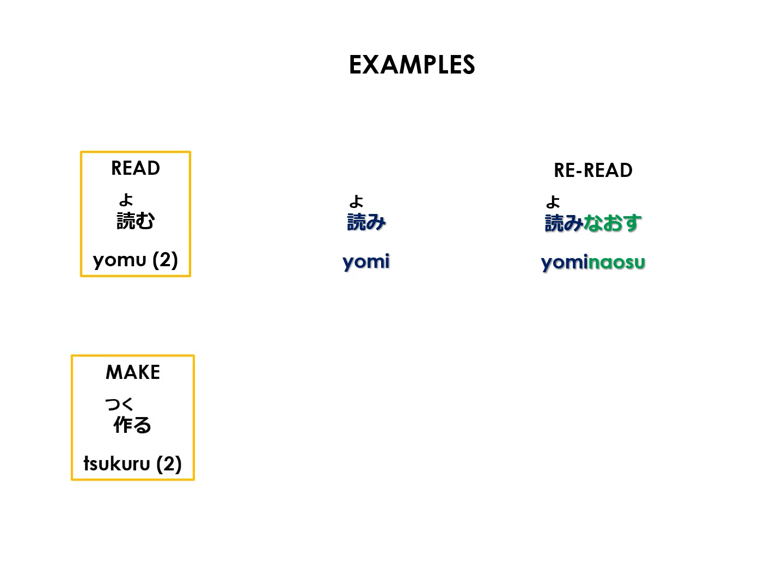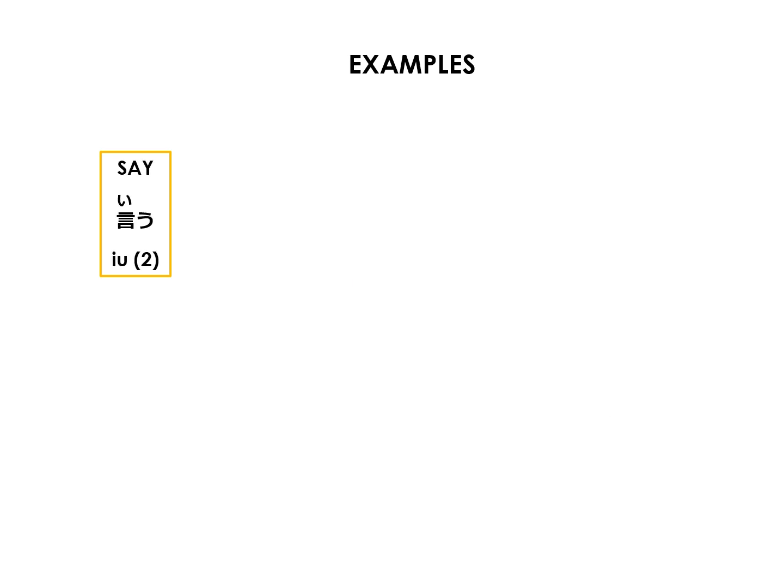To read is yomu. Conjunctive form is yomi. Yominaosu. Yominaosu means to reread or read again. Tsukuru is to make, and its conjunctive form is tsukuri. Tsukurinaosu. Tsukurinaosu means to remake. To say something is iu. Conjunctive form i. Inaosu. Inaosu means to say again or re-say.